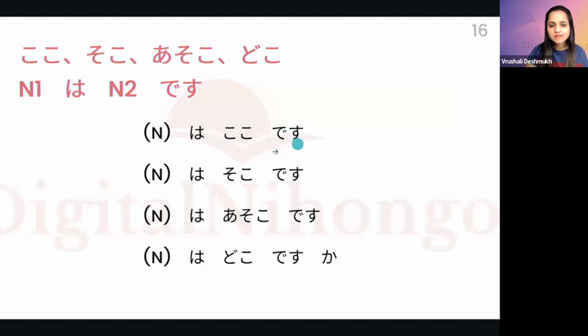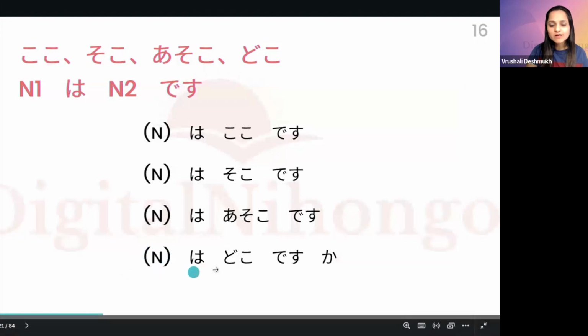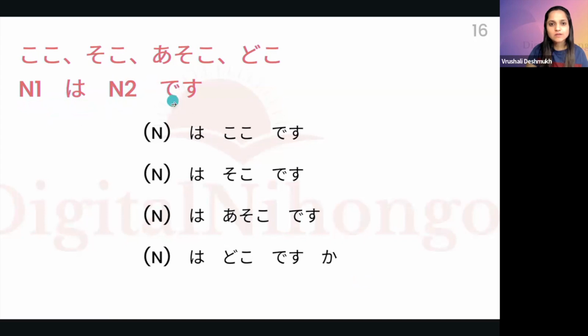So this is the example sentence. Noun wa koko desu. Or you can put something as a noun, like kyoshitsu wa koko desu. Kyoshitsu wa soko desu. Yubin kyoku wa asoko desu. Byoin wa doko desu ka? When you are asking a question with doko, definitely you have to add the question particle ka. So this is the basic pattern: noun wa, noun desu. And these are the demonstratives for places.